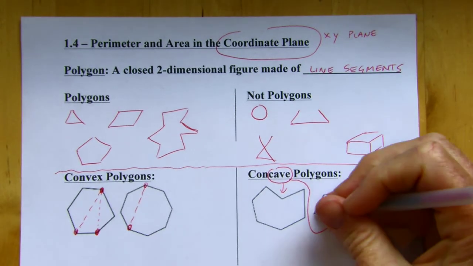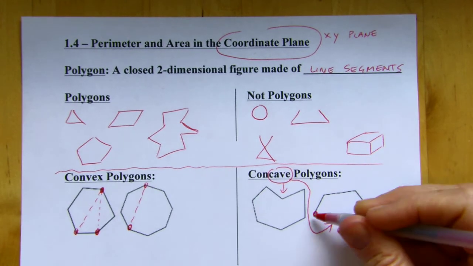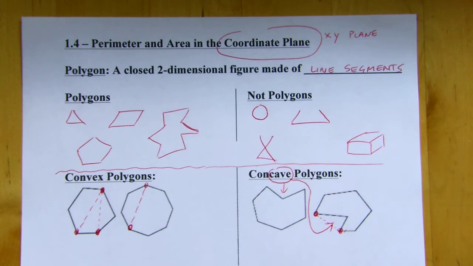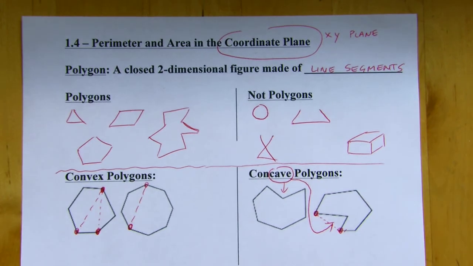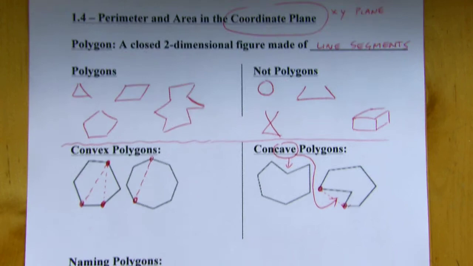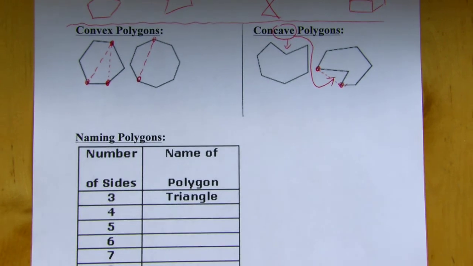Now, on these ones, if you pick the right corner, so those aren't next to each other because there's a corner in between right there, right? But if you connect these, then you end up with a diagonal that's outside. That's what makes it concave. Okay? All right. So let's talk about how to name polygons.